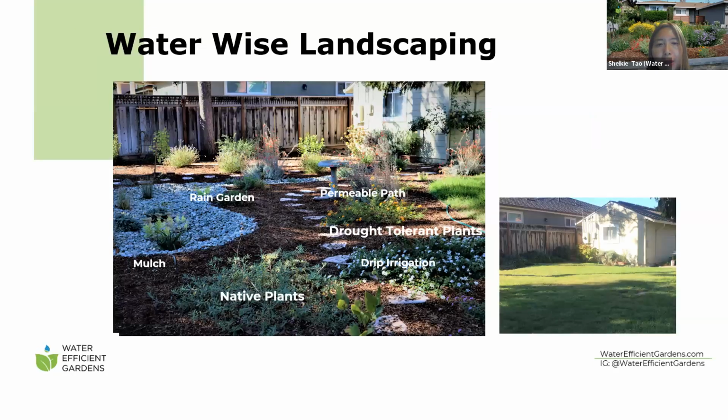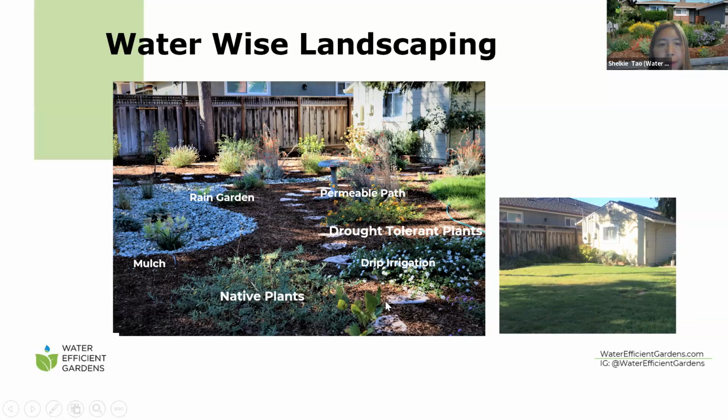So we can go back and look at these elements. As you can see in this new landscape, all the plants are either native or Mediterranean. We use drip irrigation for every plant. For the lawn, it was all sprinklers. It has a rain garden. As you can see here, this one is connected to the downspout. So during the rain, the rainwater will just flow into the rain garden and then soak deep down into the soil.